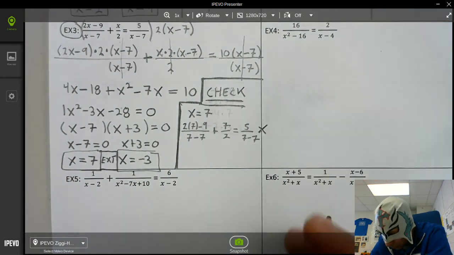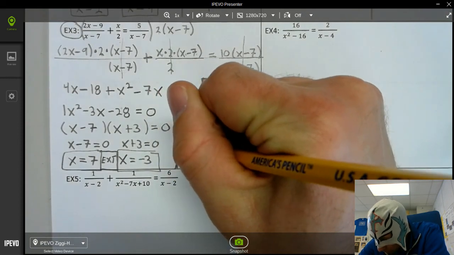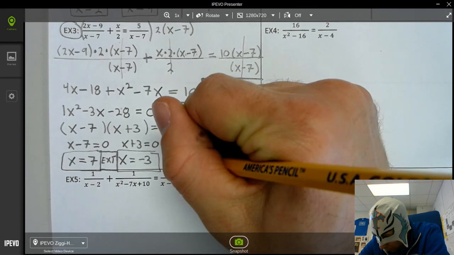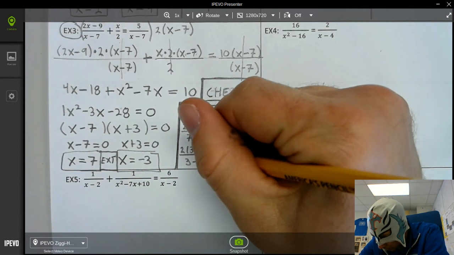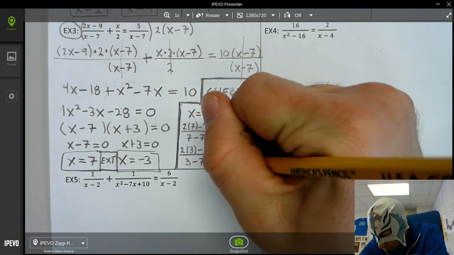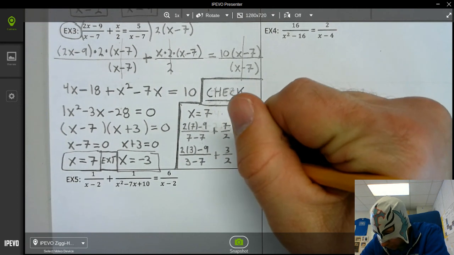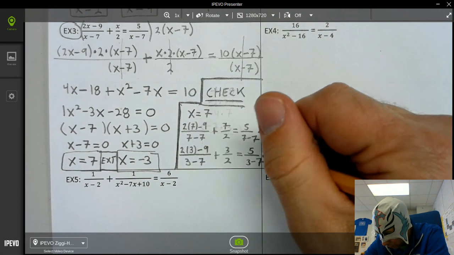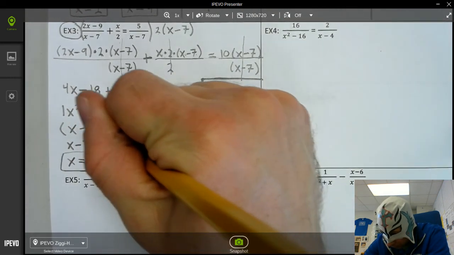Okay, so now let's check negative 3. So 2 times negative 3 minus 9 divided by negative 3 minus 7 plus negative 3 divided by 2 equals 5 divided by negative 3 minus 7, which checks. So x equals negative 3 is the solution.